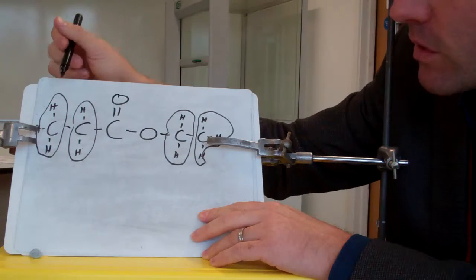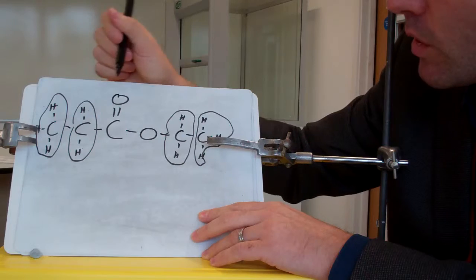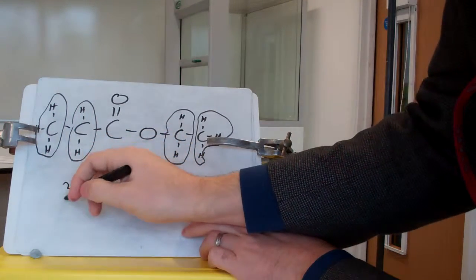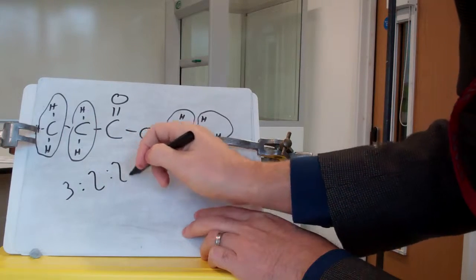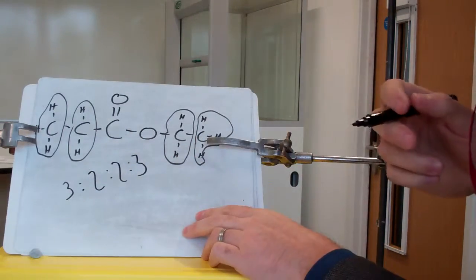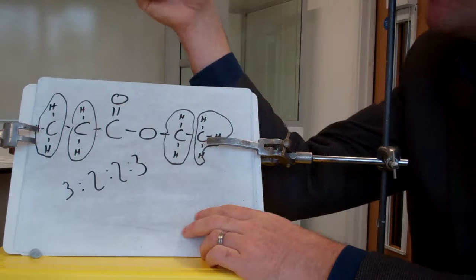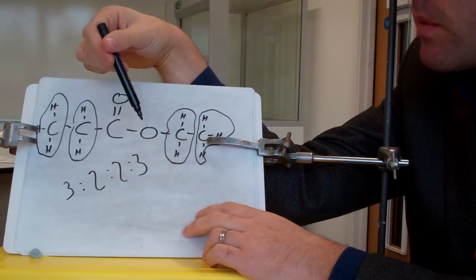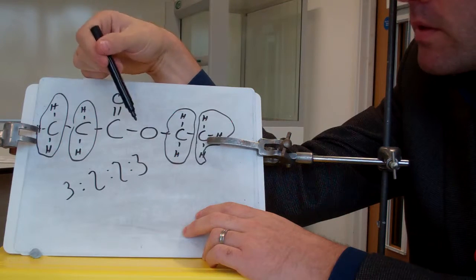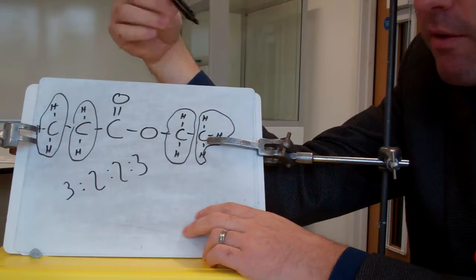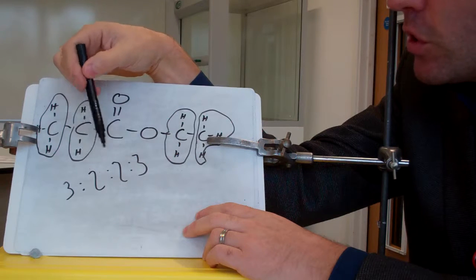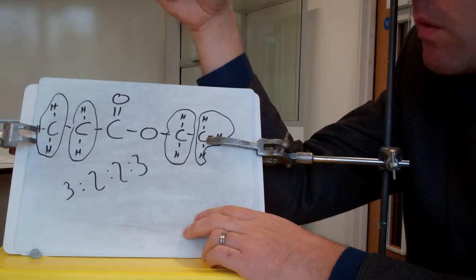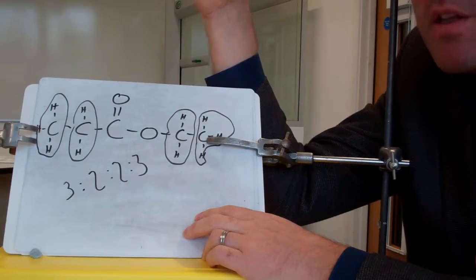The ratio of hydrogens in those environments would be 3 to 2 to 2 to 3. So in that spectrum, you would have 4 hydrogen environments, so 4 peaks, and the ratio of the area underneath the graph would be 3 to 2 to 2 to 3. Okay? So these ratios will be equivalent to the area underneath the peaks.